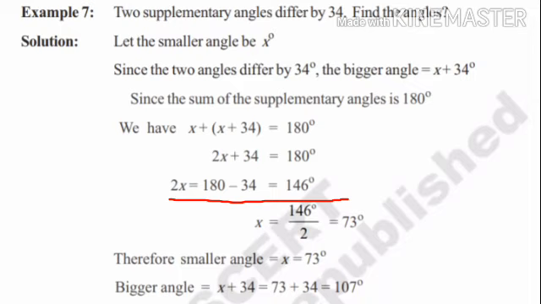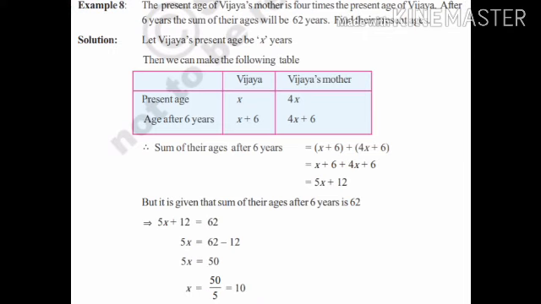Transposing 34 to the right side of the equation, 2x is equal to 180 minus 34, that implies 2x is equal to 146 degrees. Transposing 2 to the right side of the equation, x is equal to 146 degrees by 2. Here 146 is divisible by 2, so we get x value as 73 degrees. Therefore, the smaller angle is 73 degrees and the bigger angle is x plus 34, that is equal to 73 plus 34, that is equal to 107 degrees.